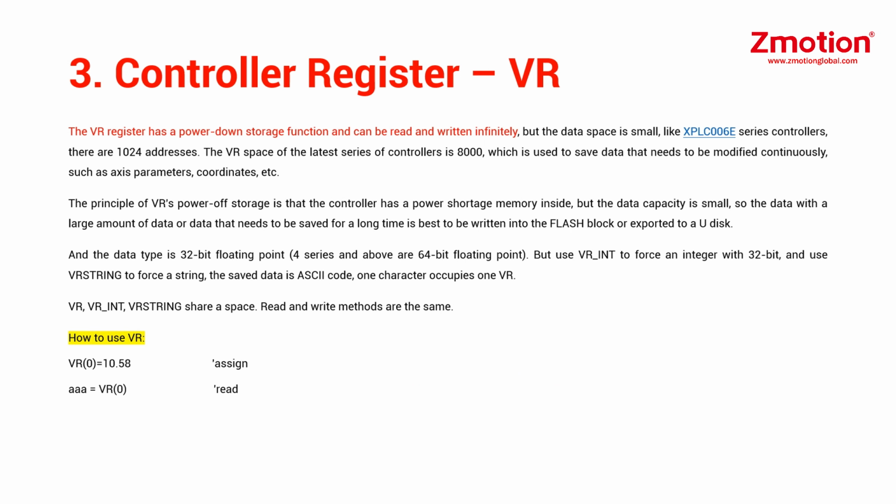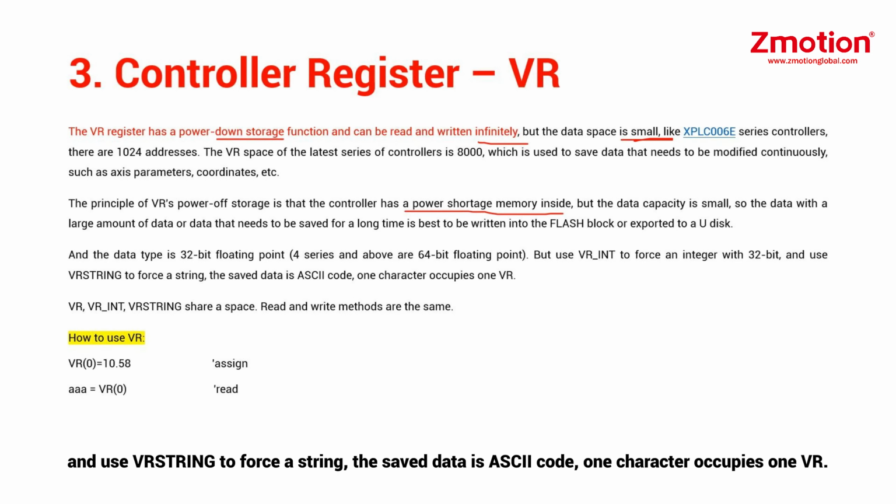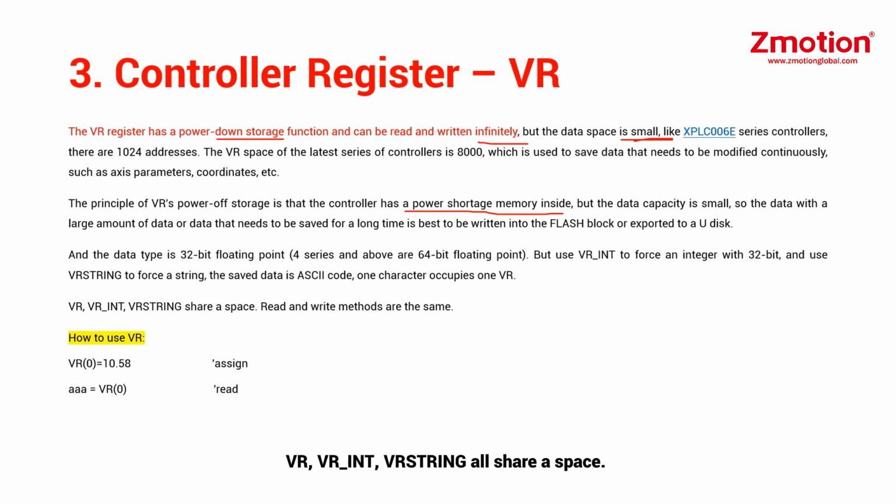VR register. VR also supports power failure storage, but the data volume is small. So it saves data that needs modifying all the time. Why will it not lose data when power is off? Because there is one power shortage memory inside, and the data type is 32-bit floating point. Use VRInt to force an integer with 32 bits, and use varstring to force a string. The saved data is ASCII code. One character occupies one VR. VRInt and varstring all share a space.